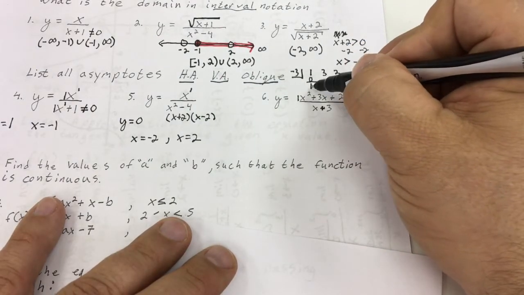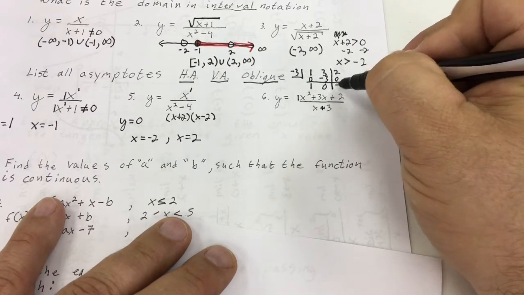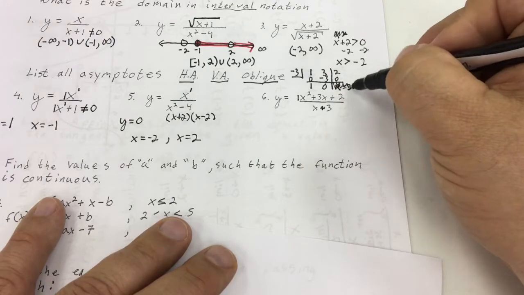1 plus 0 is 1. Negative 3 times 1 is negative 3. Negative 3 minus 3 is 0. Negative 3 times 0 is 0. But I don't care about my remainder. That has nothing to do with what I'm going to be doing for the oblique.